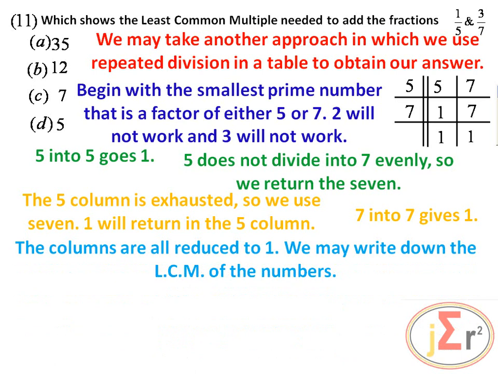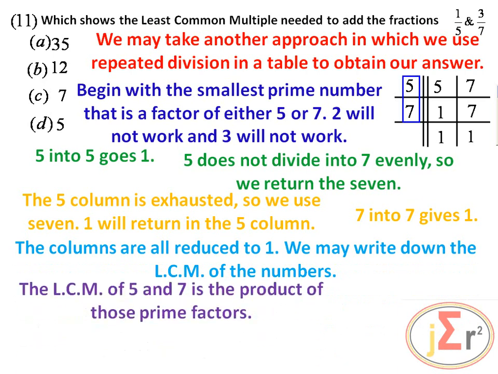We may write down the LCM of the numbers. The LCM of 5 and 7 is the product of those prime factors. So the LCM, 5 times 7, is equal to 35. As Jerry stated at the beginning of the solution of this problem.